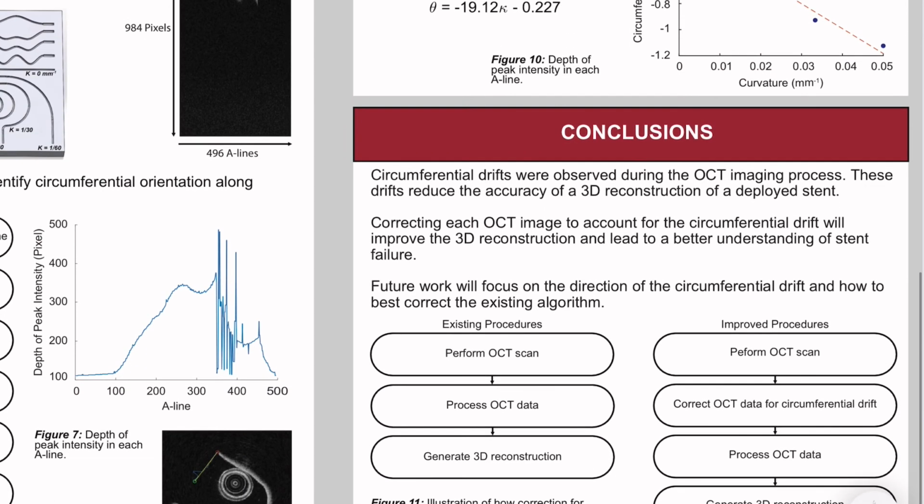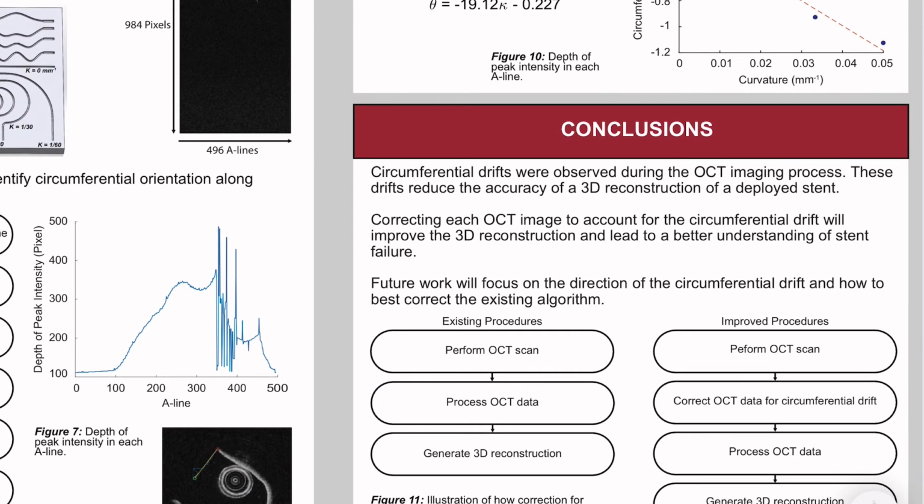In conclusion, circumferential drifts were observed when reconstructing a stent using clinical imaging data. In this project, I successfully developed and validated an algorithm that calculated the angle of each image, which was then used to derive a relationship between curvature and circumferential drift. Future work will update the existing framework to adjust OCT images to counteract the effects of circumferential drift.